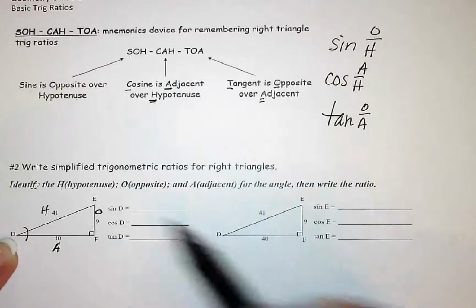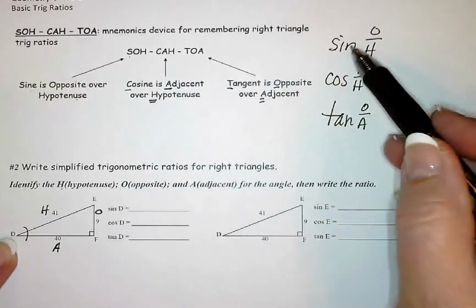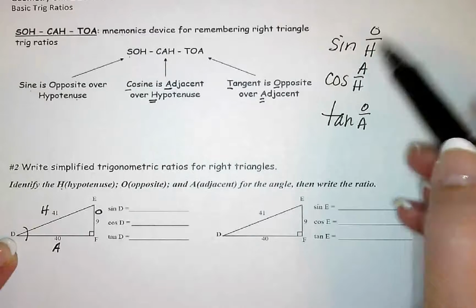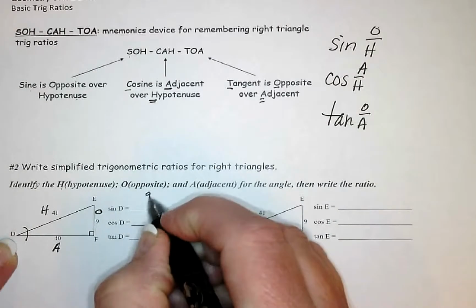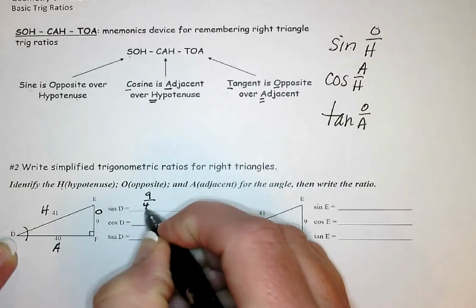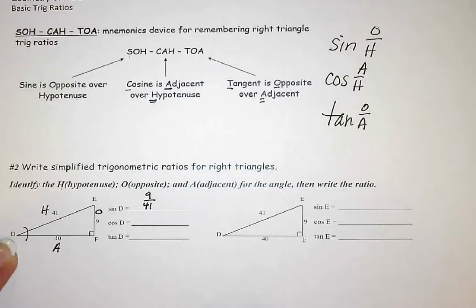Okay, so now we have sine of D. Sine is opposite over hypotenuse. All I have to do is take those numbers. Opposite is 9. Hypotenuse is 41. And I'm done. That's my ratio.